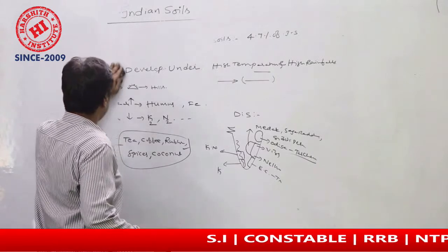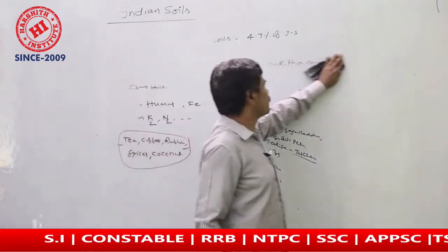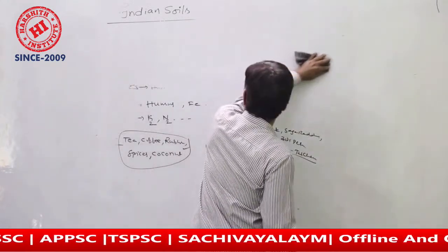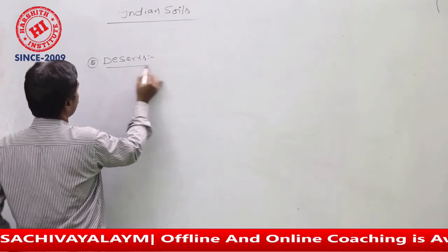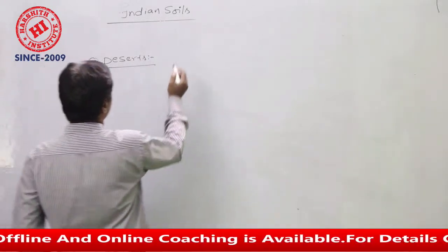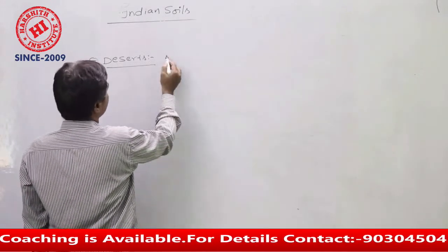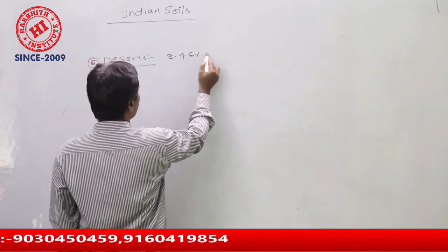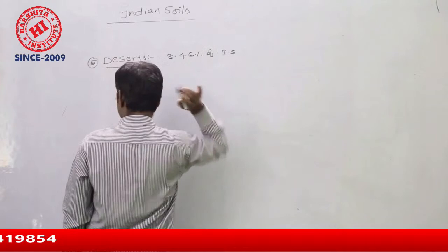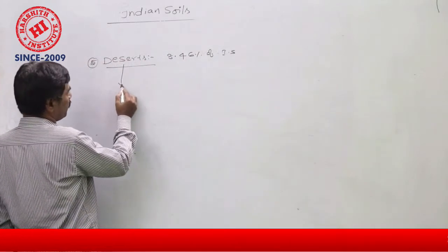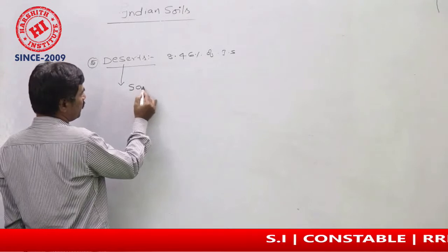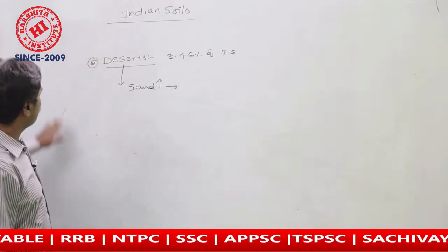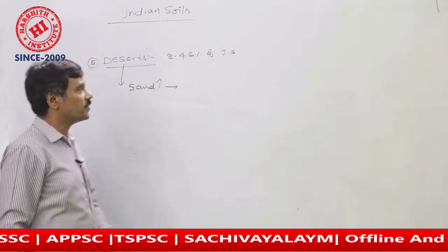Right. Next after laterite soil, desert soils. This soil's share is 8.46% of the total Indian soils. These soils have a maximum sand percentage. Due to this sand, these soils have a low water absorbing capacity.